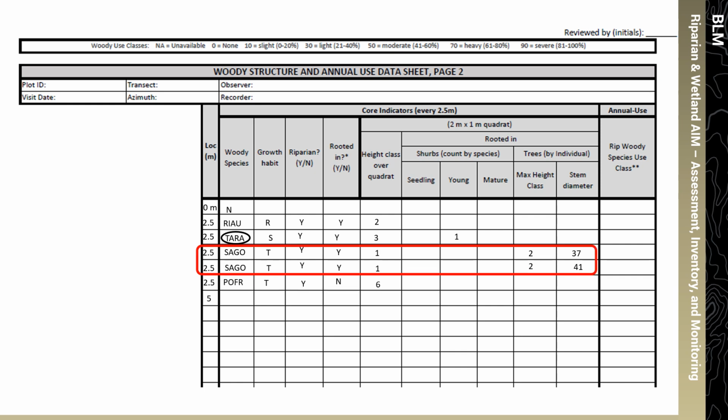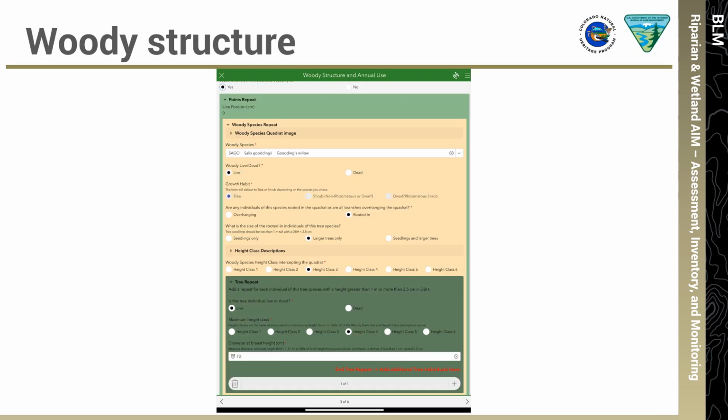For the sago, we mark it as a tree and add a line for each individual since both individuals are rooted in, so we record max height and stem diameter for each of them. Here is an example of what the electronic form in Survey123 looks like for a woody structure, showing information for a sago. In this case, we're seeing it's a tree, it's rooted in, and it's intersecting height class 3, max height class 4, and DBH is 73 centimeters.